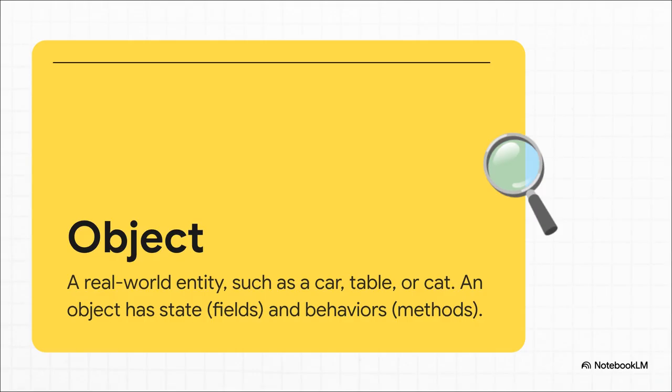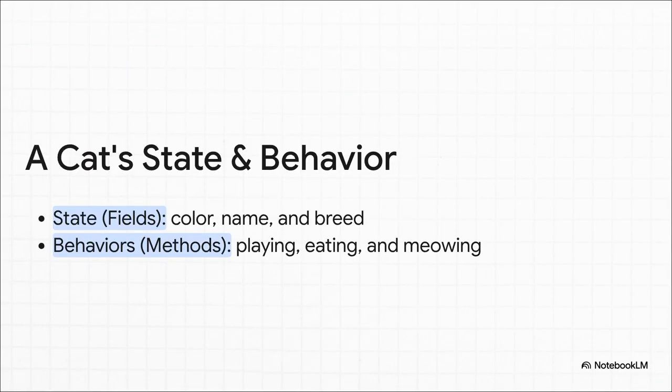And here's the absolute most important part. Every single object has two key things. It has a state, that's what it is, and it has behaviors, that's what it does. Let's go back to our cat. Its state would be things like its color, its name, or its breed. In code, we call these things fields. Then you have its behaviors, the actions it can take, like playing, eating, or meowing. And in code, we call those methods. See? The big idea of an object is just to bundle all of that, its data and its actions, together in one nice, tidy package.